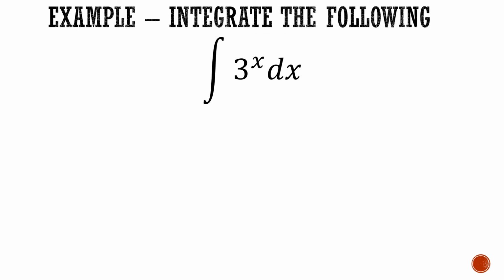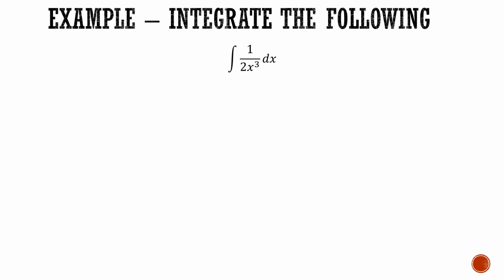Next example, we have the integral of 3 to the x dx. Again, using my formula from earlier slides, or just thinking about the derivative of 3 to the x. The derivative of 3 to the x was 3 to the x ln 3. So the integral, instead of multiplying by ln 3, I'm going to divide by ln 3. So I end up getting 3 to the x over ln 3 plus c.